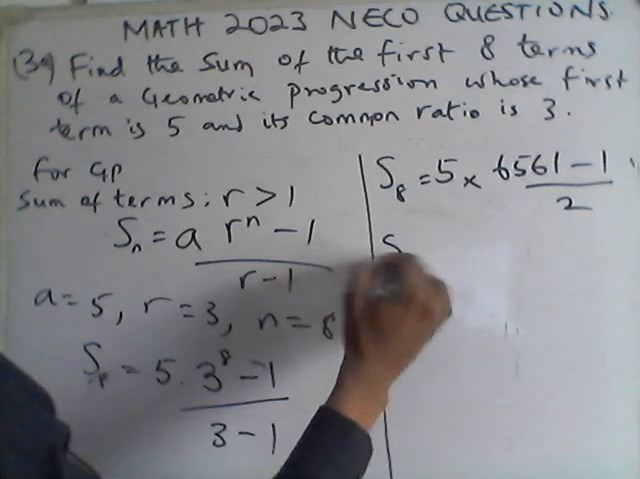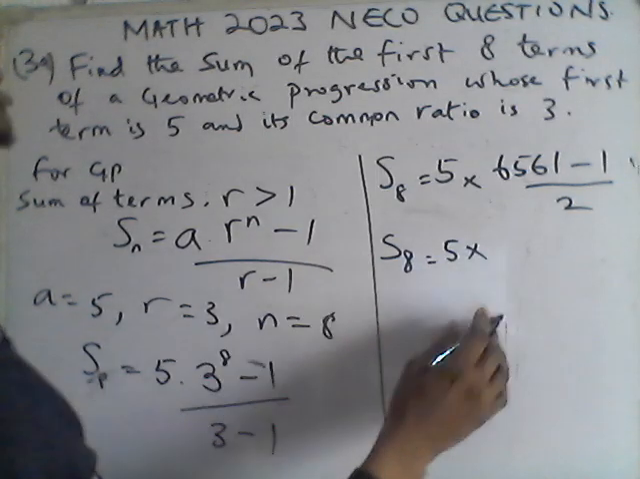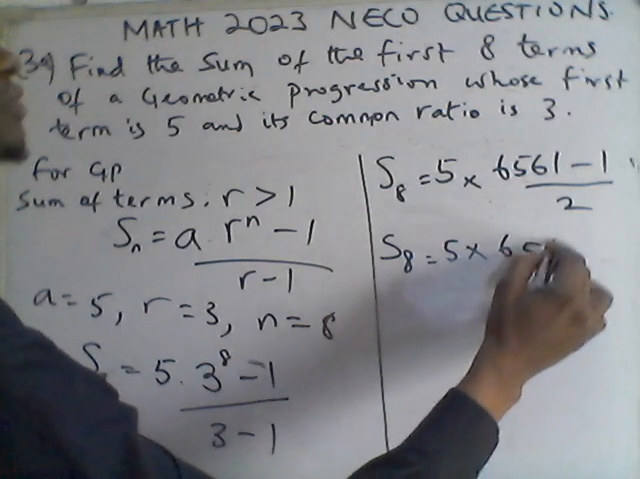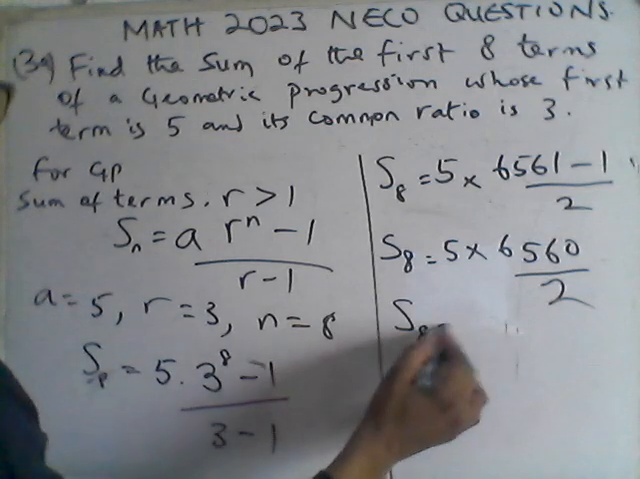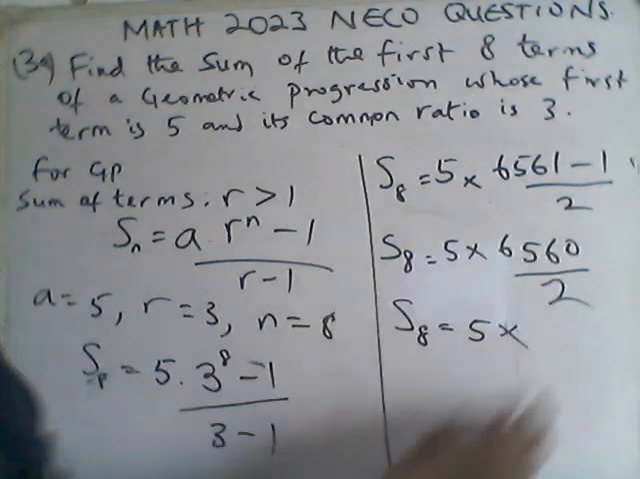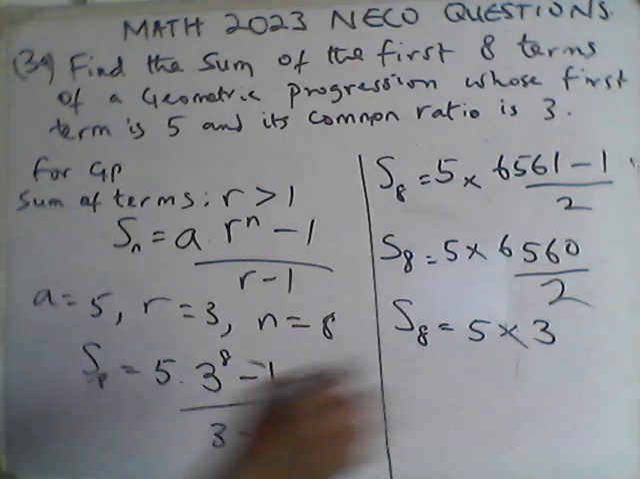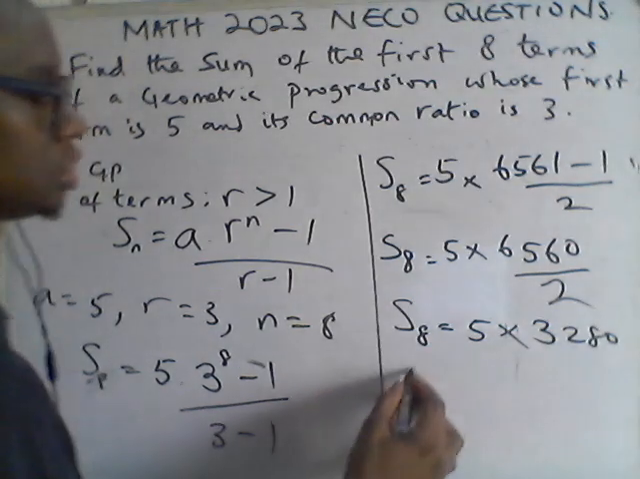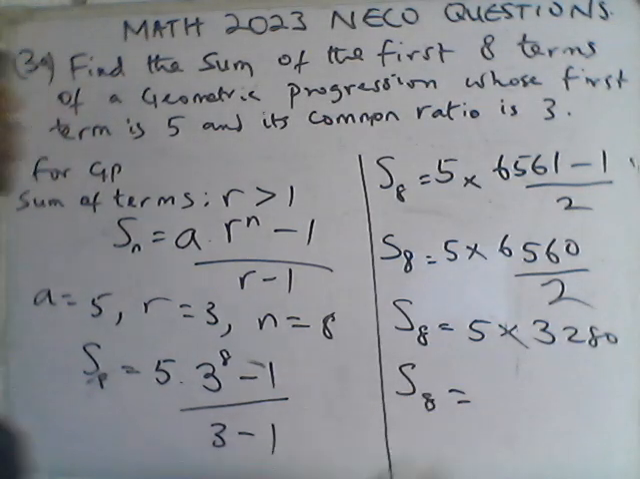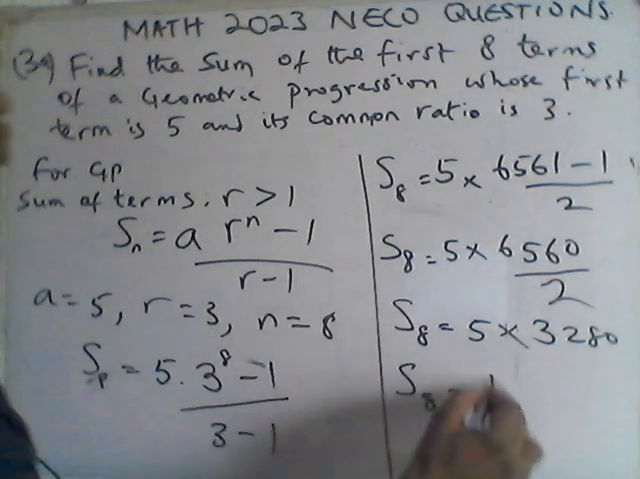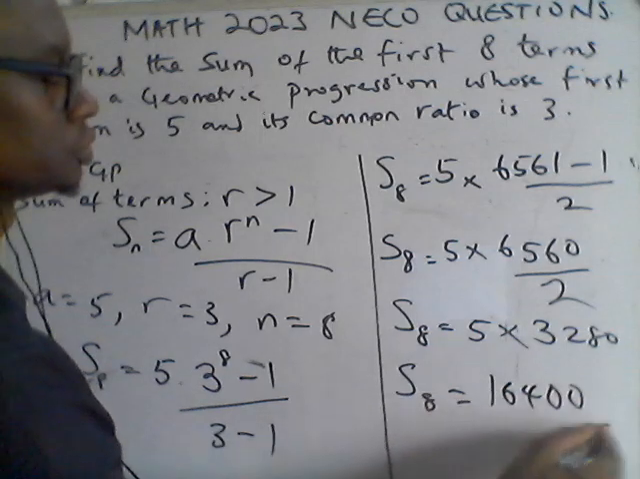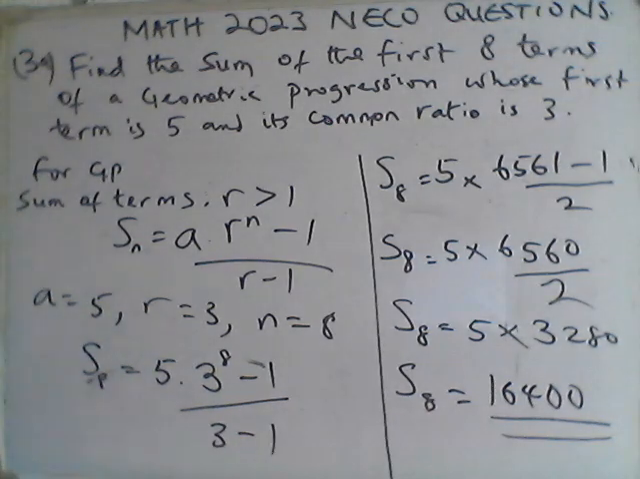Okay, so S8 is equals to 5 times this minus this is 6560 all over 2. So I can still say 5 times, when you divide this, you have 3280, and S8 is equals to, by the time you do 5 times 3280, I will have 16400 as my answer. Okay, so move on to 3b.